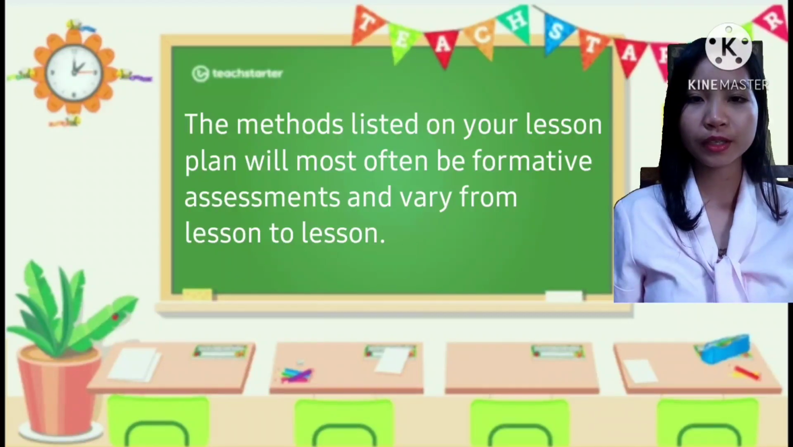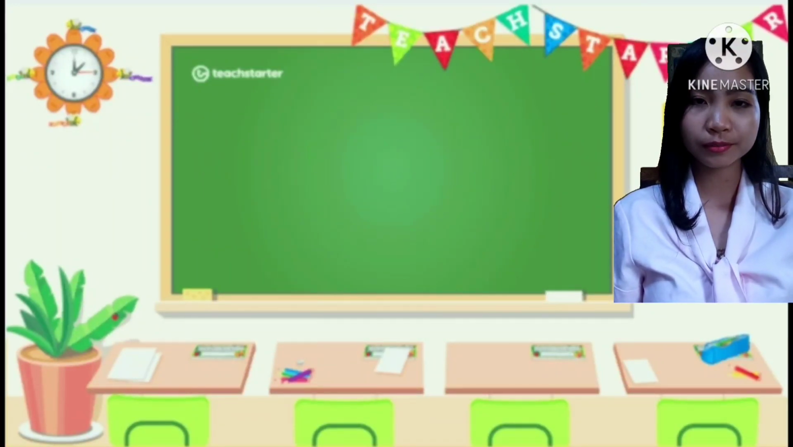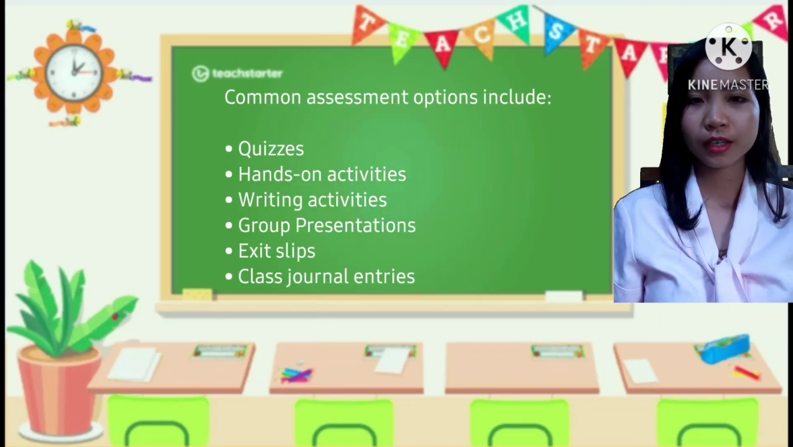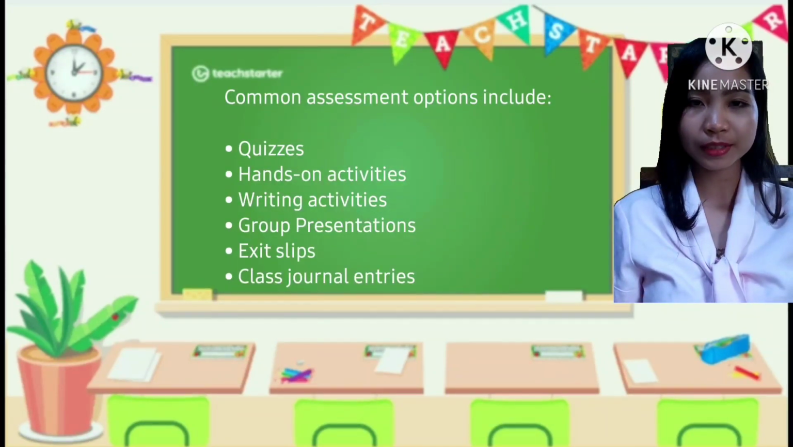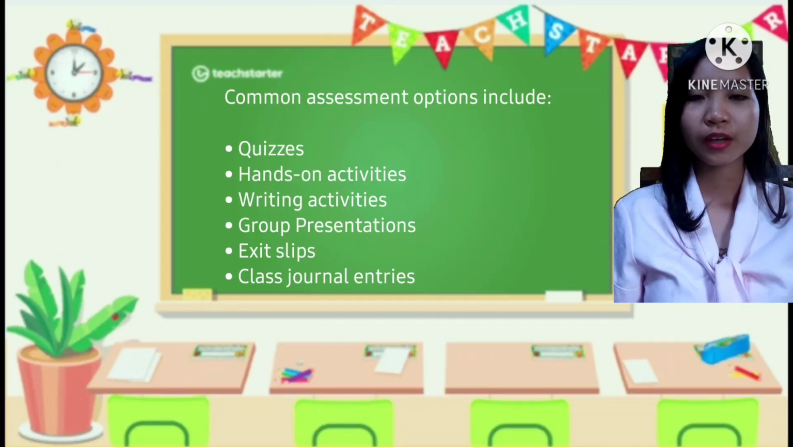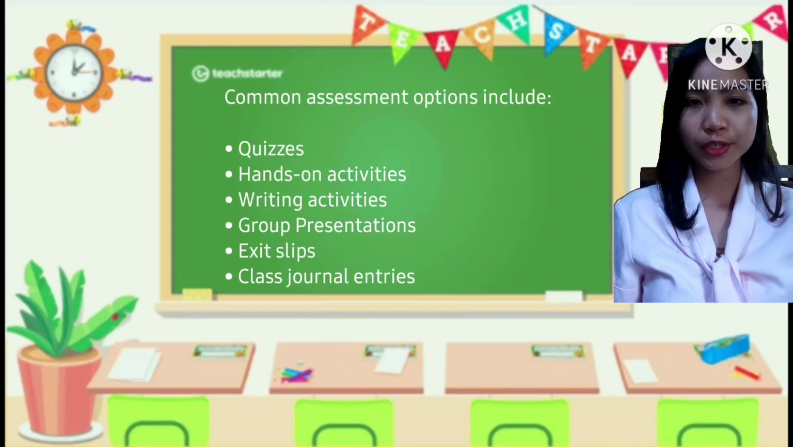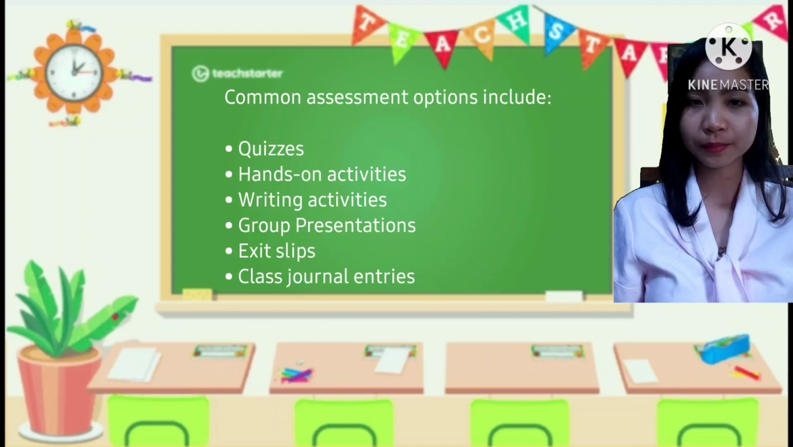So, how do you make an assessment? There are common types of assessment options. They include quizzes. Second, hands-on activities. Third, writing activities. Fourth, group presentations. Fifth, exit slips. And last, we have class journal entries. These assessments are very common in the classroom and are one way for teachers to assess their students.